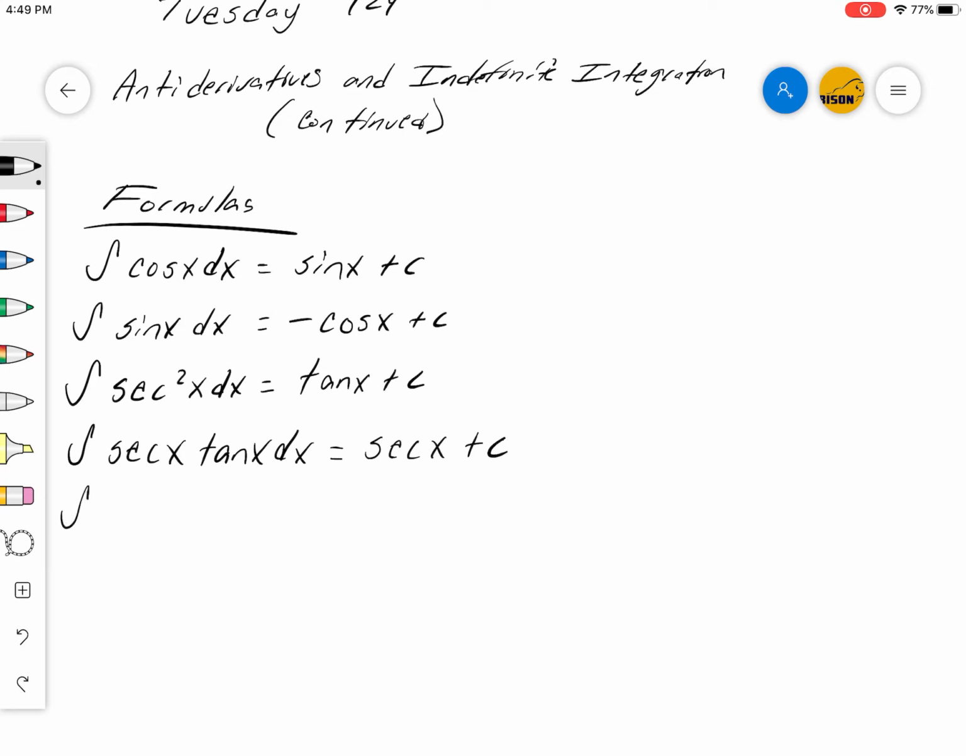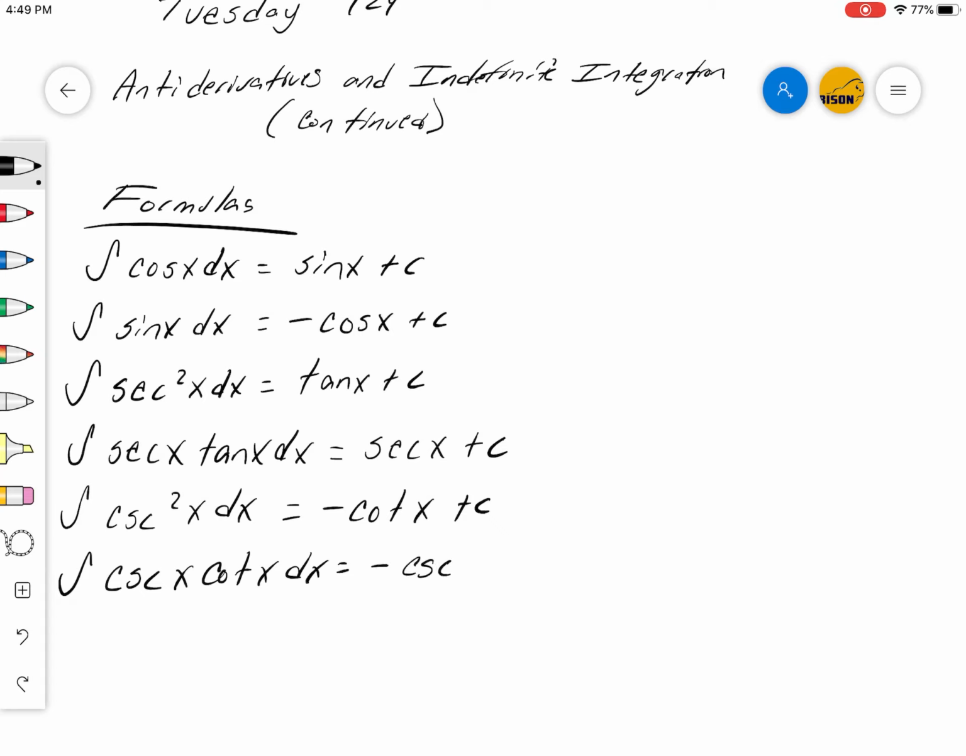Next one on the list is cosecant squared x. If you take the derivative of cotangent, that's negative cosecant squared. So we need to say that this is negative cotangent x plus c. And then my sixth and last one is cosecant x cotangent x, which if you take the derivative of cosecant, it gives you negative cosecant cotangent, so we would have to have negative cosecant x plus c. So those are our six.